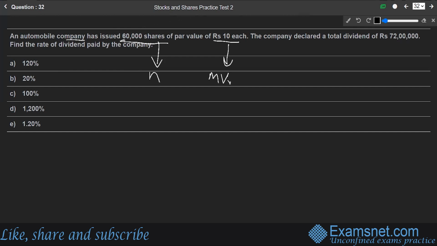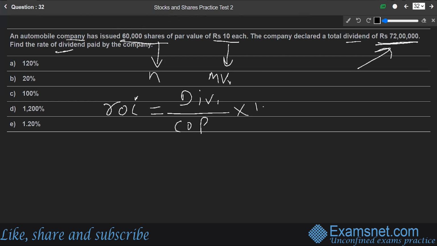The company declared a total dividend of 72 lakh rupees. Find the rate of dividend paid by the company. First of all, we need to note the formula of rate of dividend or rate of interest. That is nothing but the total dividend divided by total cost of purchase, or the total market value also we can say, into 100%. This is how the rate of dividend is given.